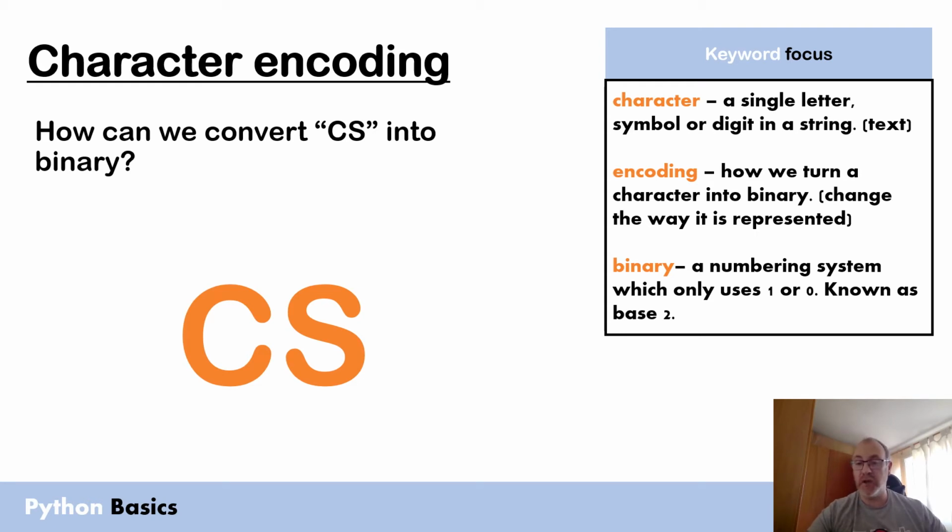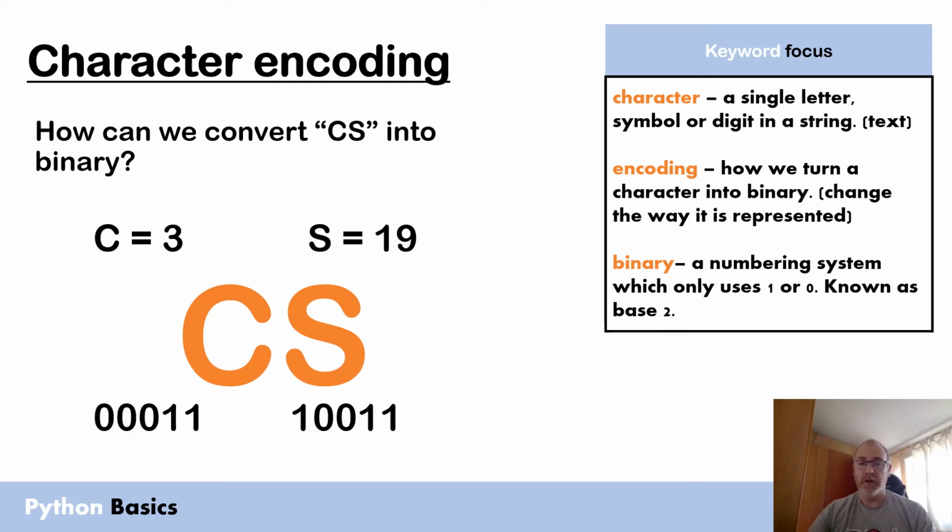The process of turning text, so letters or words and things like that, into binary is known as character encoding. The word character represents a single letter or symbol or digit, and coding is the method of actually turning that letter into binary. So how can we do it? Well, a trivial way of doing it is by giving a number to each letter. Turning numbers into binary is really straightforward using the binary numbering system. There are loads of videos on the internet, so if you don't know how that works, do have a look at it.